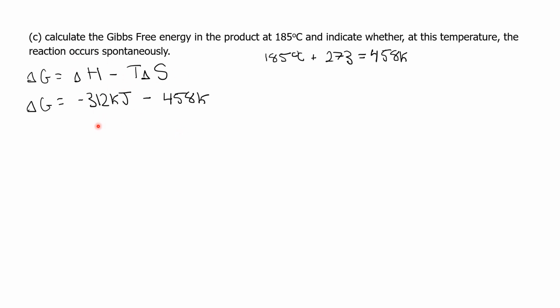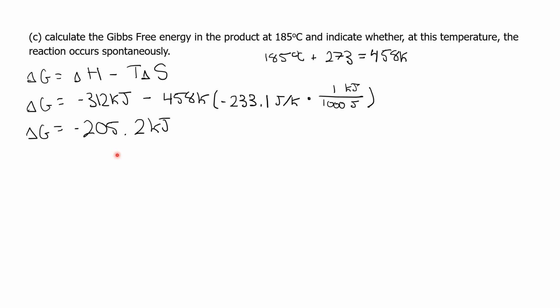Remember, this negative 312 kilojoules is what we calculated before in part B. And so then we look at that entropy that we calculated in part B, negative 233.1 joules per Kelvin. And we have to remember that that is joules per Kelvin, so we convert that to kilojoules. We multiply those out and we get a delta G of negative 205.2 kilojoules. Now, this is negative, meaning the reaction is spontaneous. If delta G is negative, the reaction is spontaneous.